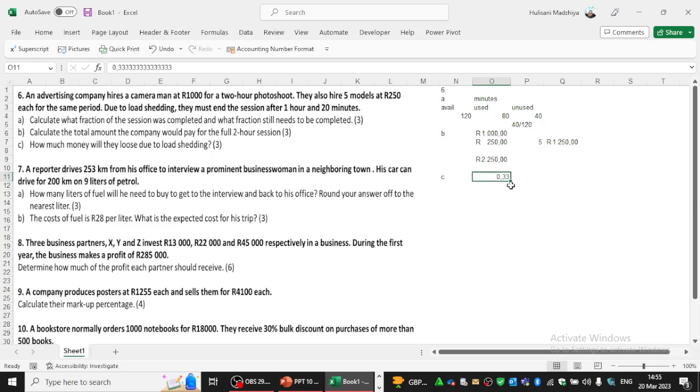So therefore the amount that is equivalent for that 40-minute session will be equal to 2,250 multiplied by the 40 minutes that they didn't use out of the 120 minutes, which is 2 hours. So therefore the total amount that the company will actually lose will be 750 rand. So the company has lost 750 rand for the 40 minutes remaining, which they didn't use due to load shedding. So that is in terms of number 6.